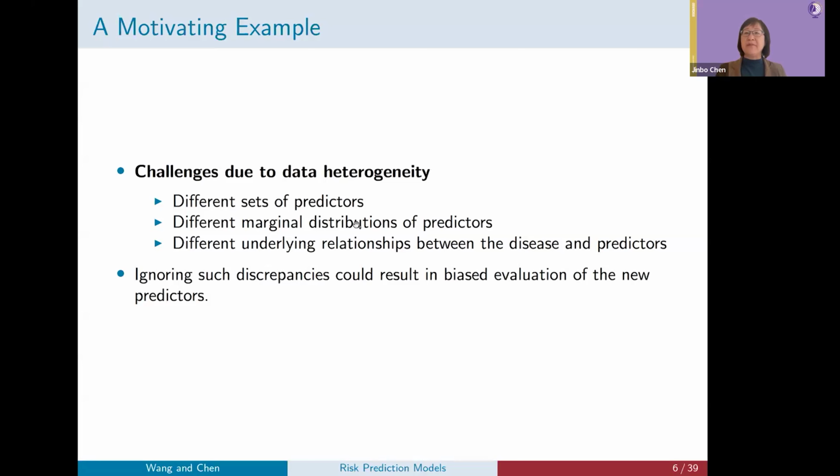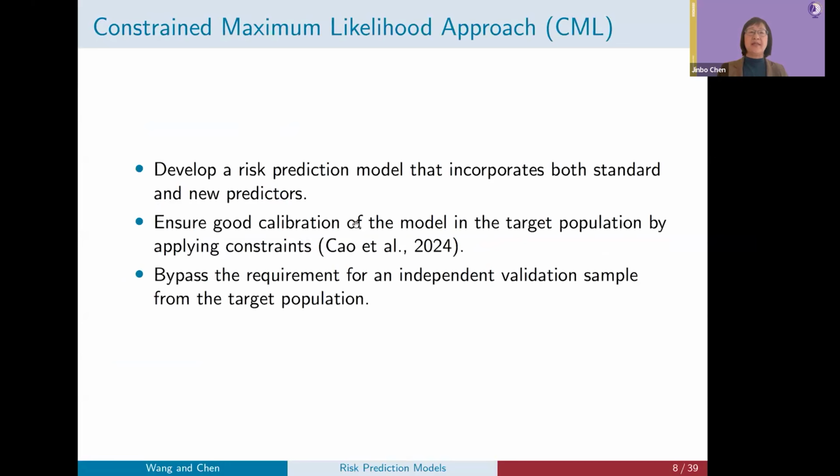So if we ignore these multiple levels of difference, then the risk prediction model we are going to develop solely out of the biobank data may not be useful. And the further challenge is that, even if we just fit the model, to evaluate its usefulness we don't have any external representative data source that has all the data available. Okay. So to overcome this challenge, we developed a constrained maximum likelihood approach.